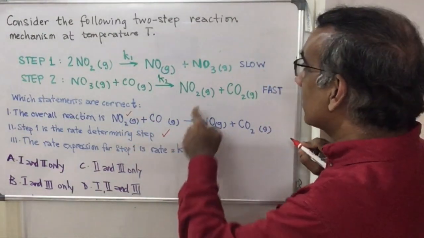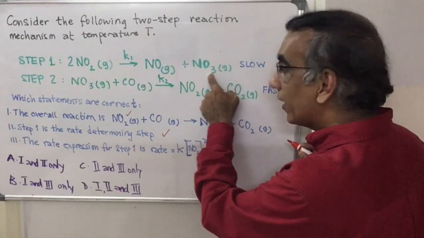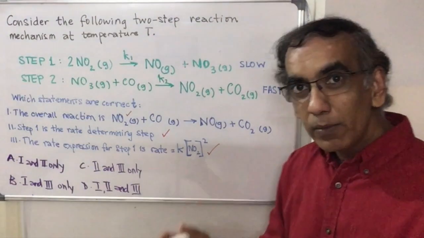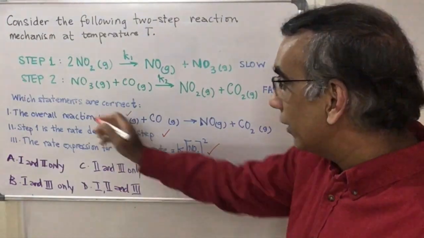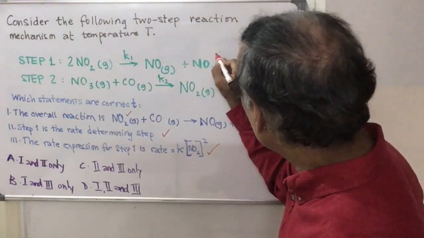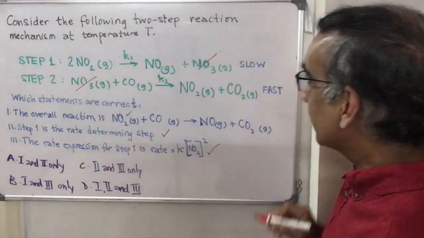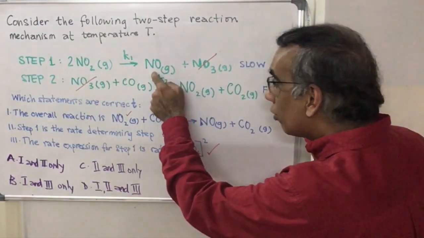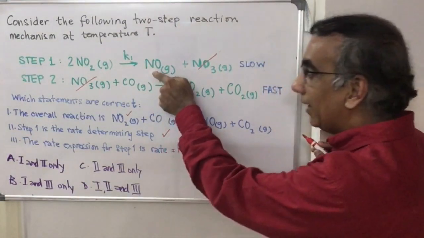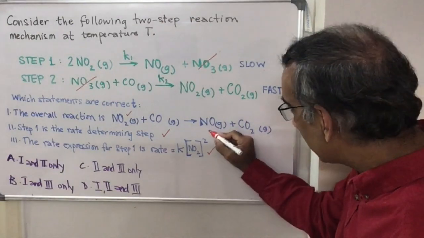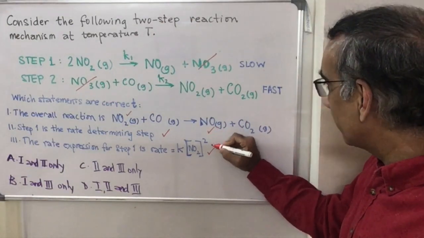Then we notice that an NO3 is produced here and then it's consumed here. So it's an intermediate. And intermediates do not form part of the overall reaction. So we remove NO3 here and here. Then you notice that NO is a product here, and it doesn't appear in the second equation. So it means it's got to be included in the overall.